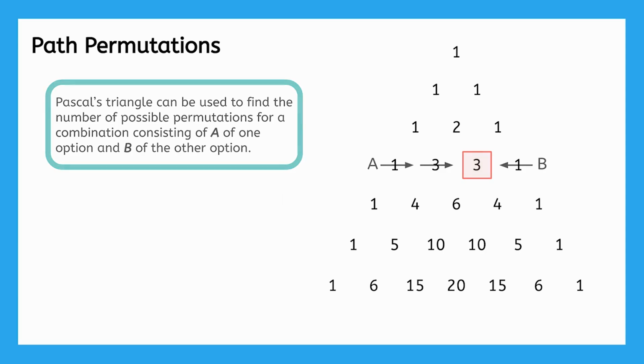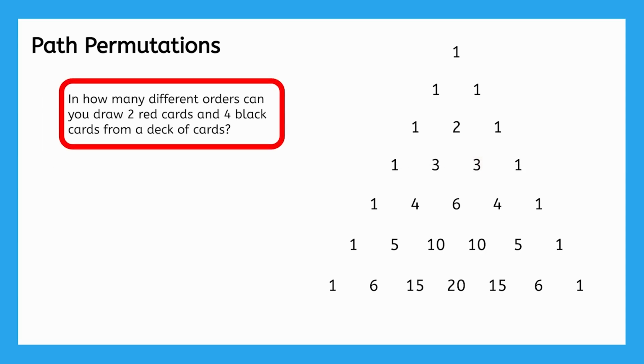In how many different orders could you draw 2 red cards and 4 black cards from a deck? Since we're drawing 6 cards, we go to row 6 of Pascal's triangle, then find where there are 2 values on one side and 4 on the other. Between those, we get an answer of 15 permutations.